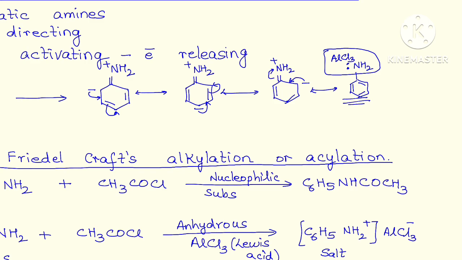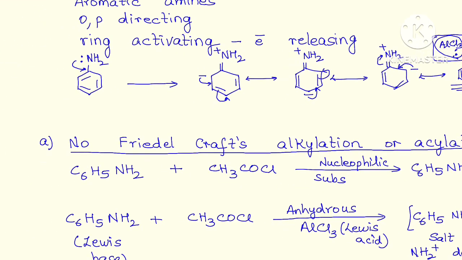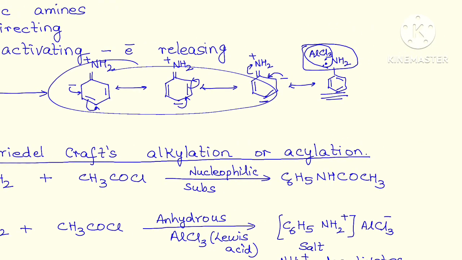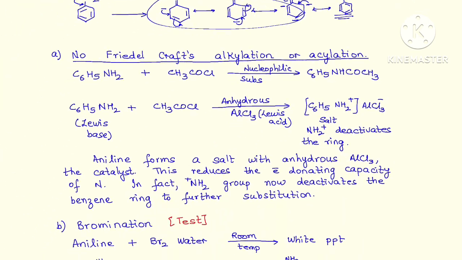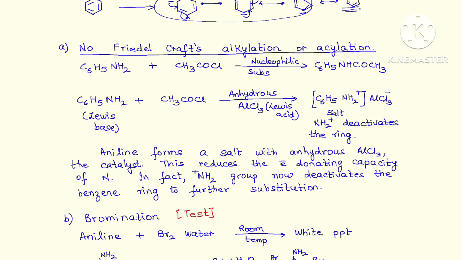So, because our electrons are now engaged with AlCl3, do you think that these canonical structures will be possible? Will our benzene ring get electrons at the ortho and the para centers? No way. So, do you think electrophilic substitution reaction will take place in the case of aniline? So, when we are talking about acylation, alkylation in the presence of anhydrous AlCl3, it's not taking place.